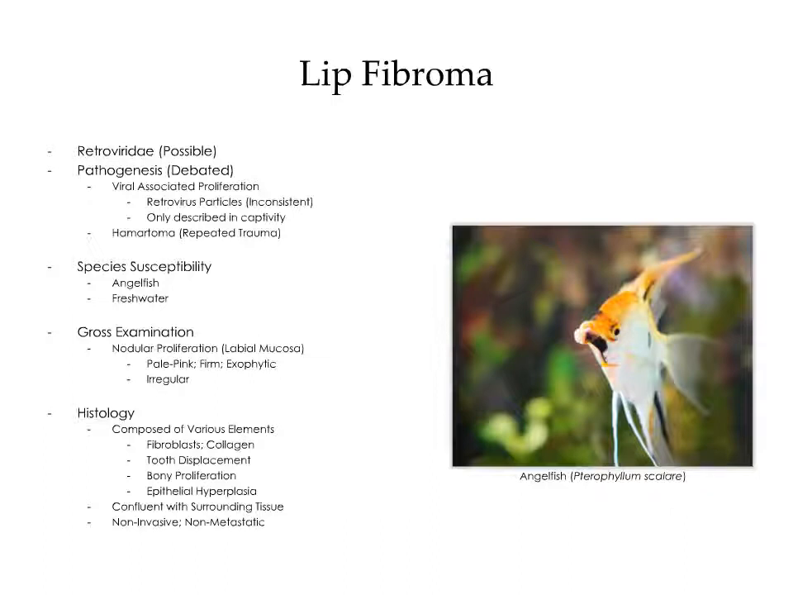On gross examination, there's a nodular proliferation on the labial mucosa. This nodule is pale pink, firm, exophytic, and irregular. Histologically, it's composed of various elements, including fibroblasts, collagen, bony proliferation, and epithelial hyperplasia. It's often associated with the displacement of teeth. The image to the right is an example of an angelfish with nodular proliferations on the maxilla and mandible, which is characteristic of this condition.